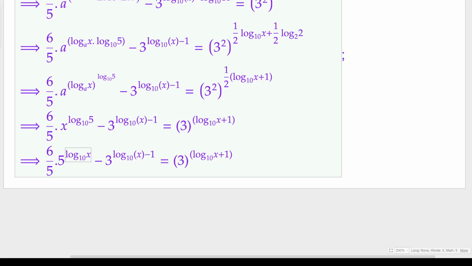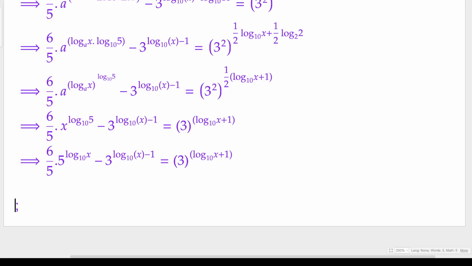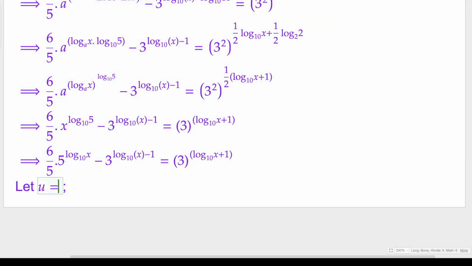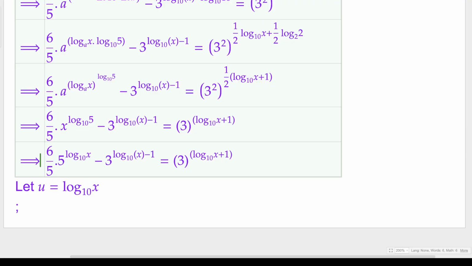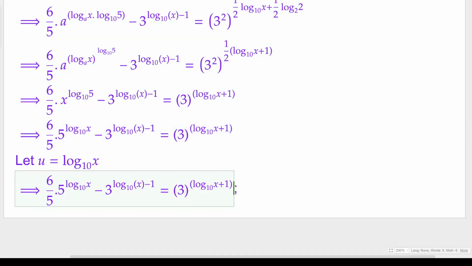Now you can observe log x base 10 here, log x base 10 here, and again log x base 10 here. So this is the repeated term. So what I'll do, I'll assume some other variable for this one. Let u be this particular term which is repeating, so that solving this equation becomes a little easier for me. So now in this step, instead of log x base 10, I'll write u over here. In this part, I'll write u minus 1 and this would be u plus 1. Now let us try to resolve this equation.